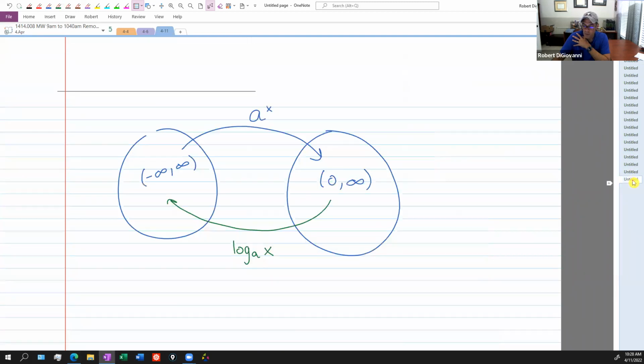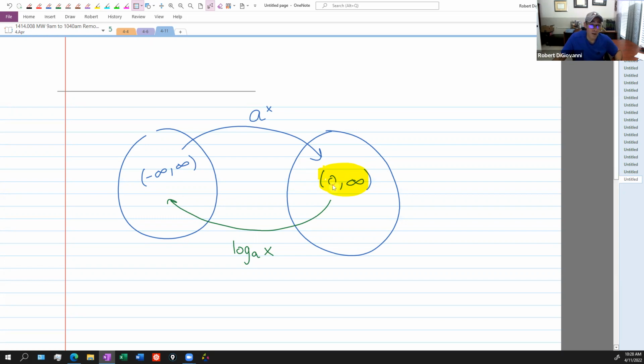So on this picture, please don't lose sight of this. This right here means, are you allowed to plug 0 into a log? Any log, log base 2, log base 3, can you plug 0 in? What's the domain? Everything from 0 to infinity, not including 0, right? So you are never allowed to plug 0 into a log, any log.